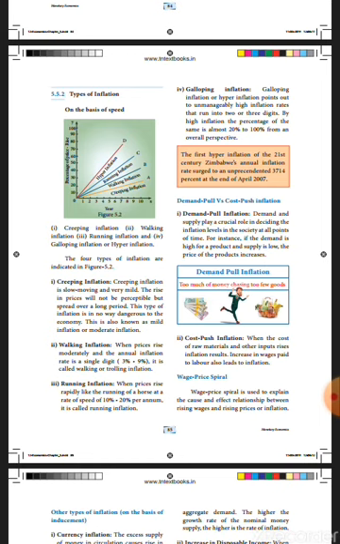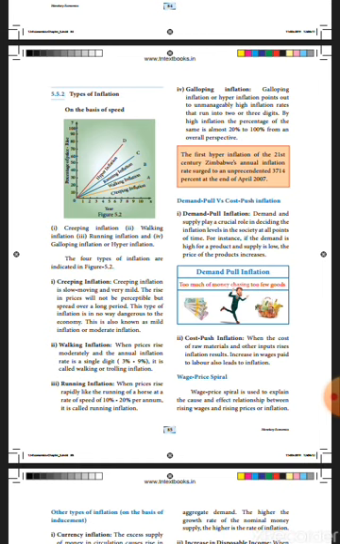Now the next one is running inflation. Price level increases rapidly, like the running of a horse, at a speed of 10% to 20% per year. That is called running inflation. If it increases in single digits, that is called walking inflation. If it increases rapidly, at a speed of 10% to 20% per year, that is called running inflation.